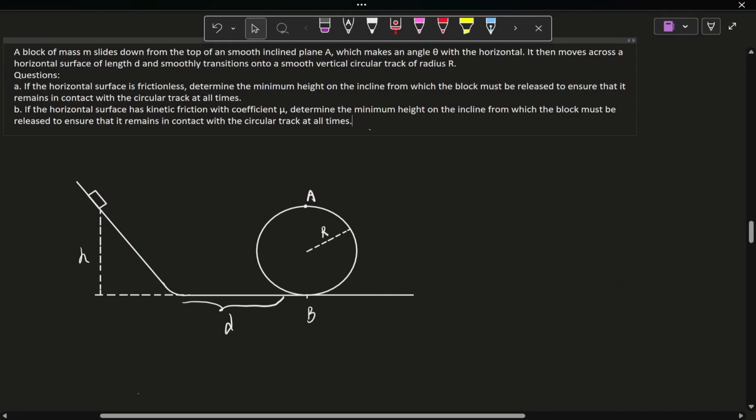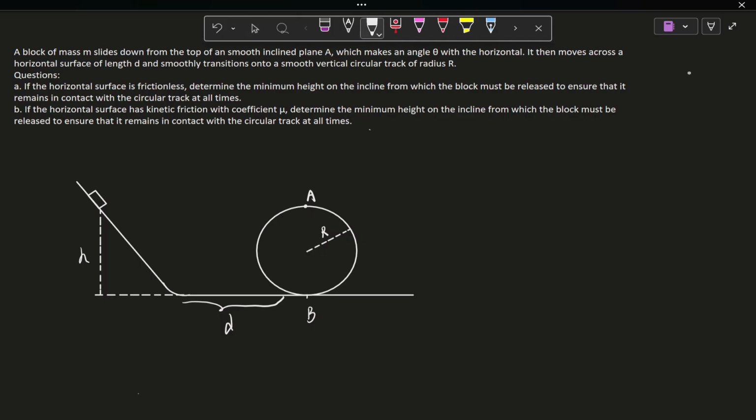Alright, part B. If the horizontal surface has a kinetic friction with coefficient mu, determine the minimum height on the incline from which the block must be released to ensure that it remains in contact with the circular track at all times. This is actually a little bit different from the previous part, since the horizontal track actually has friction. So the work done by the friction will actually cancel out a little bit of energy the object has when it's at the original position.